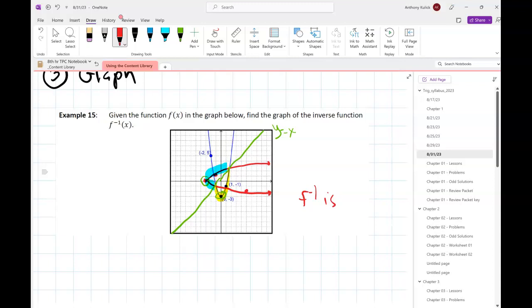F inverse is our graph in red. Is that a function? No, why not? Excellent, yes, okay. So here's the big question then.